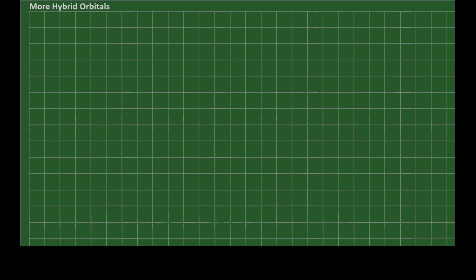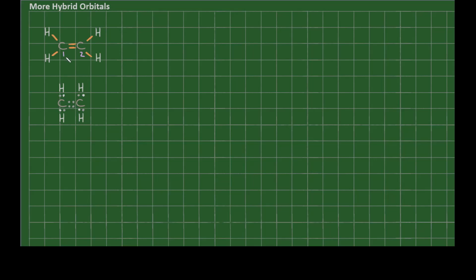Previously I looked at the sp3 hybrid orbitals of alkanes. Now I want to explore the hybrid orbitals of alkenes and alkynes. To that end, let me bring in ethene. Recall that ethene has two carbons that are linked by a double bond. In order to explore the hybrid orbitals, I'm going to focus on the carbon on the left. Let's call that carbon number 1.